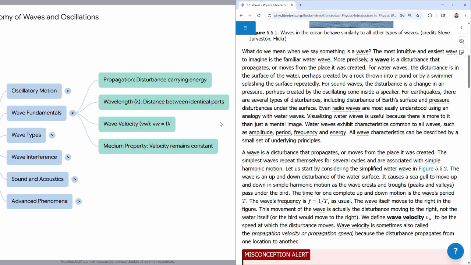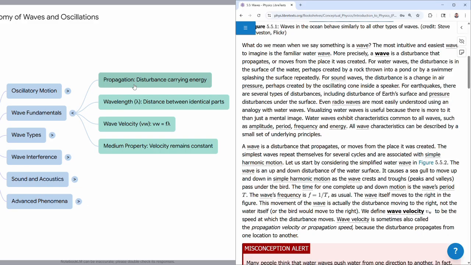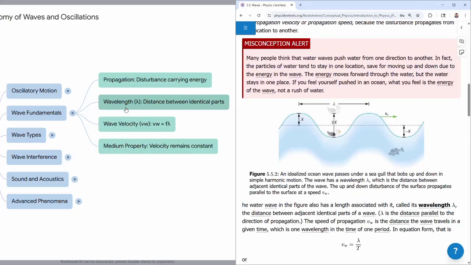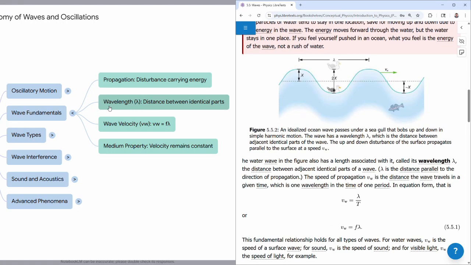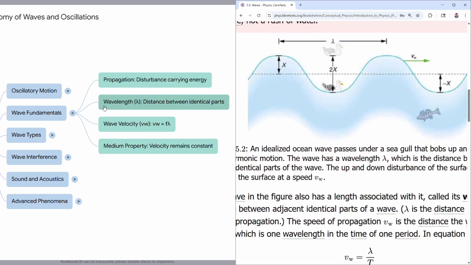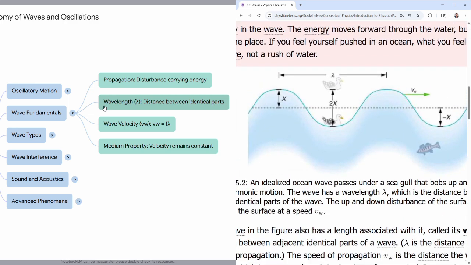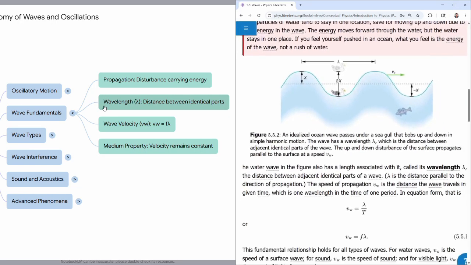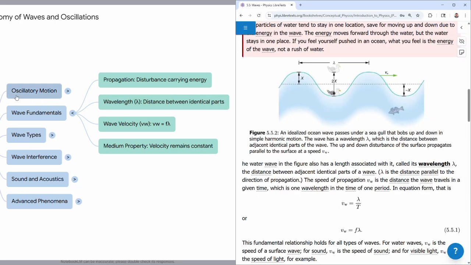For the purpose of this overview, these are the terminologies that you will see introduced in section 5.5. Propagation, that's the quote-unquote movement that waves do. What a wavelength is. I like analogizing this to period. Wavelength is like a period, but in spatial separation. Because one way of introducing waves is as oscillations in time and space, whereas when we talked about oscillatory motion, that was just oscillation in time.